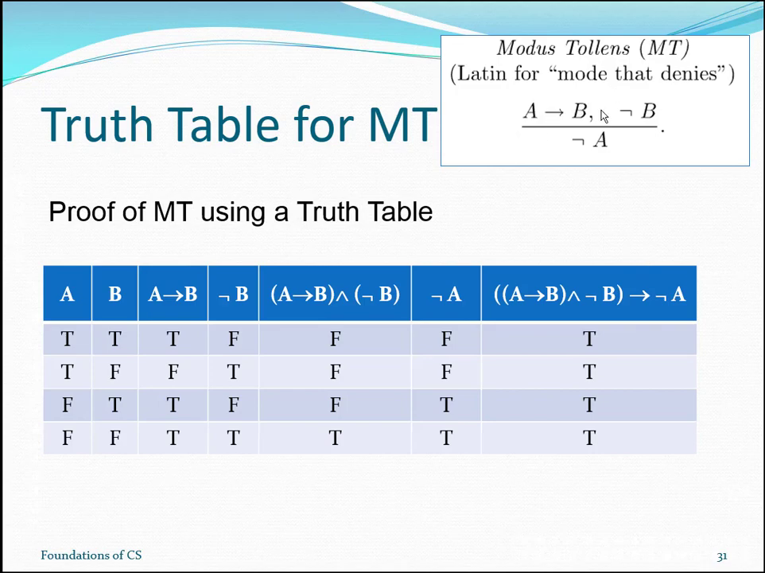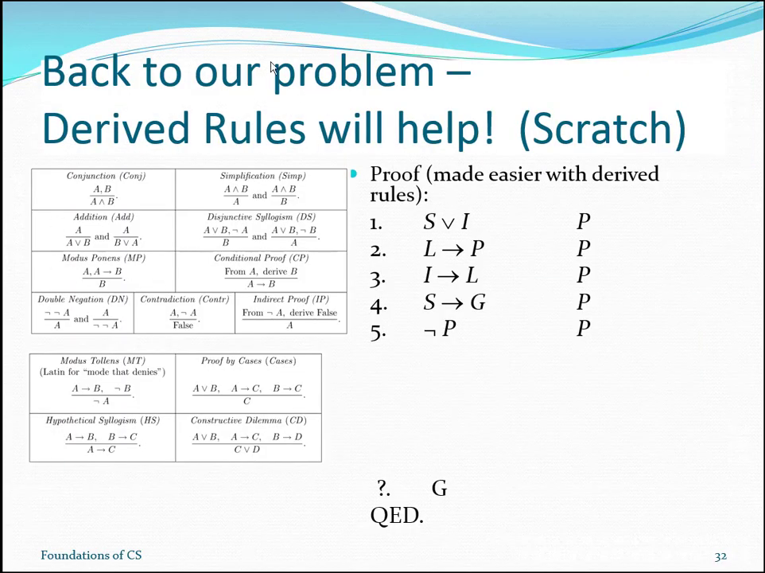What have I proven? This and this implies that, right? This and that implies that. Okay, so that's a truth table for modus tollens. So our derived rules will help us with this proof.